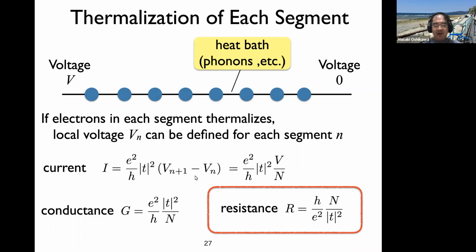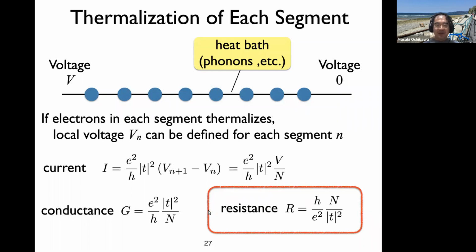That means that this voltage drop must be the same everywhere. So if you have N barriers and total voltage drop V, so the voltage of one end is V and the voltage of the other end is 0, then the total voltage drop is V. Under this assumption, the voltage drop at each junction must be V over N. So the conductance of this system in this limit must be e squared over h times small t squared divided by N. That means that the resistance is proportional to the length.